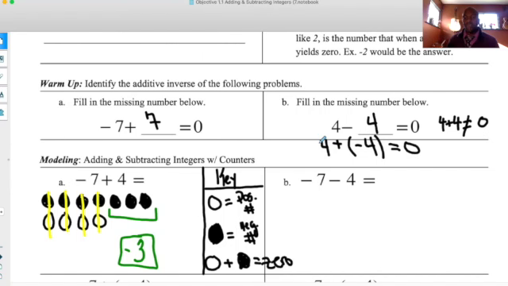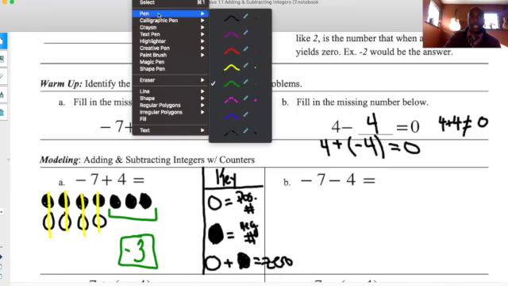-7 minus 4. What we're going to do is this. I want to actually write this. Instead of being a subtraction problem, I want to write it as an addition problem. But how do we do that, Ms. Orford? I'm going to explain.